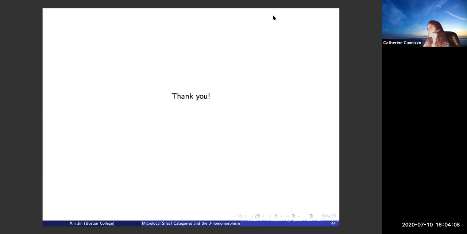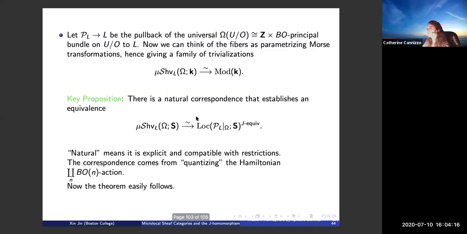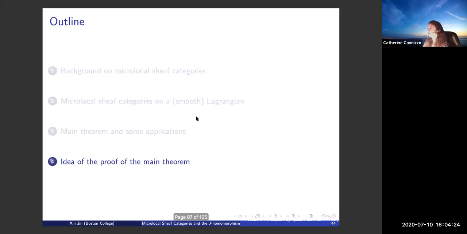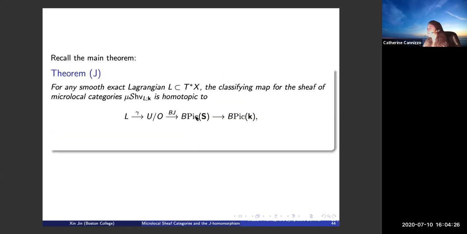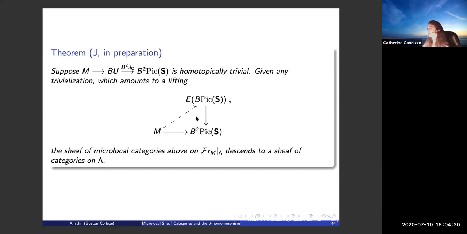So after you first presented the statement of your theorem, I think two slides after that, you say that in the case when K is the integers, this classifying map gives the Brane abstractions and the definition of the Fukaya categories. Could you say a word about how to see that?